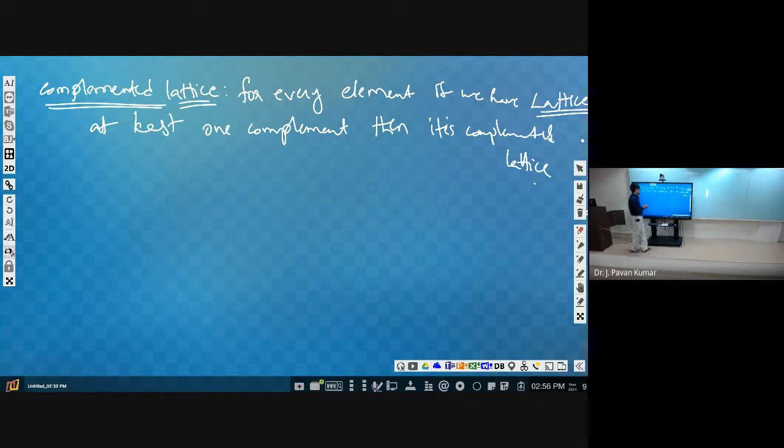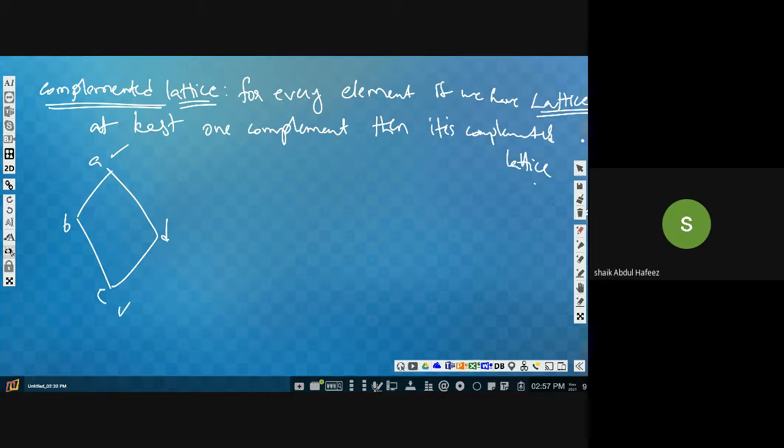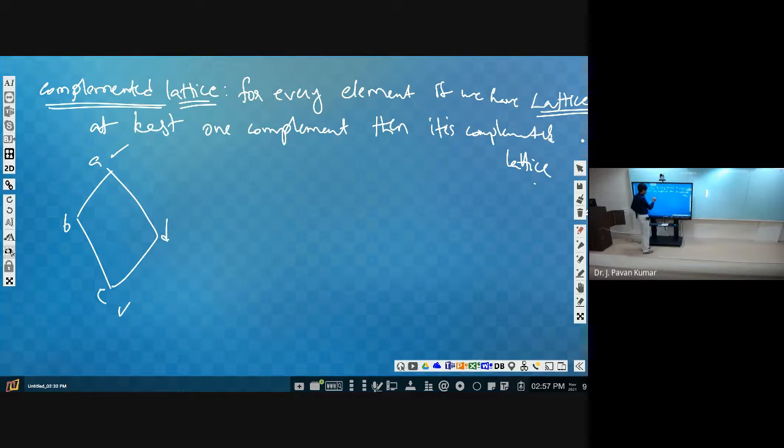Okay. Now let us consider a simple example with which we started our discussion. Every element has a complement. A complement is C, C complement is A, B complement is D, D complement is B. So it is a complemented lattice. Is this a distributive lattice? Yes, sir. Next, we consider another example.